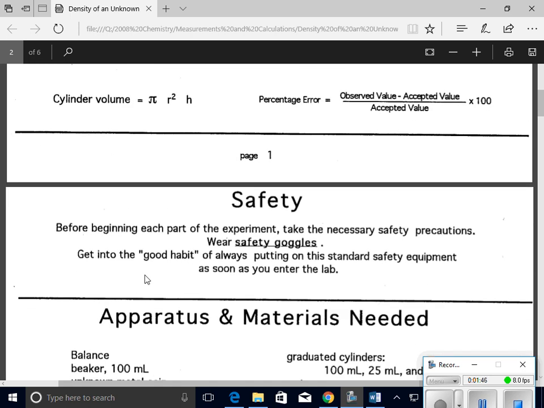Okay, safety measures that we need to take. Before beginning each part of this experiment, take the necessary safety precautions. Wear safety goggles. It is always a good idea to get into good habits. Good habits include using the proper safety equipment, such as your safety goggles. So make sure that you have your goggles on for this lab.